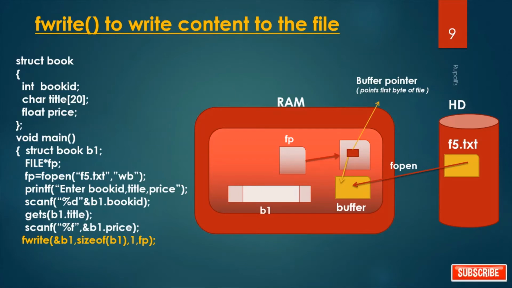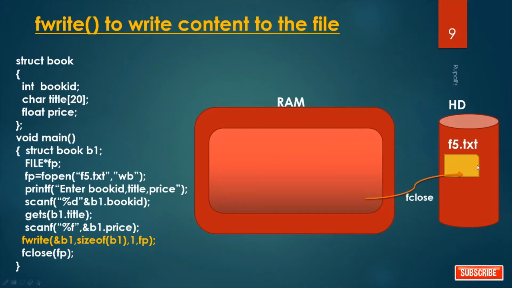This keeps the program unchanged even in the event of a change in the elements of the structure. The third argument is the number of such structures that we want to write at one time. In this case, we want to write only one structure at a time. And this last argument is the pointer to the file we want to write to. Now after writing, you have to close the file, and after closing, the file is saved to the hard disk.